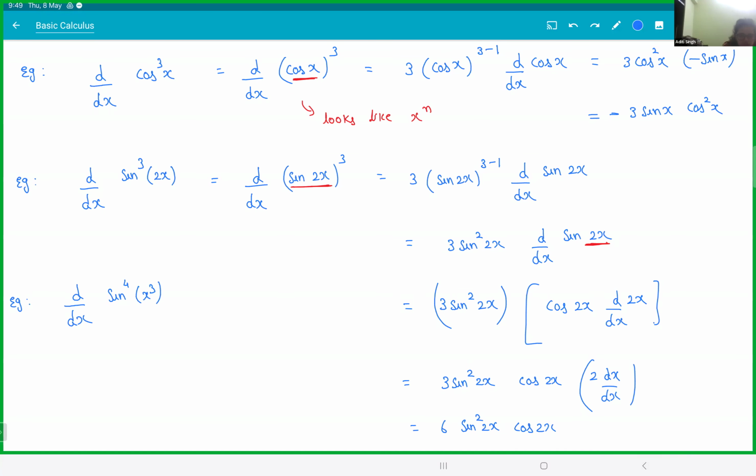Sir, could you show the question that you just gave? I'd like to do it. Leave it, do this one, is this done? Done. Done, okay. I'll show you. How to do this one? Sine power 4 x cube. See.